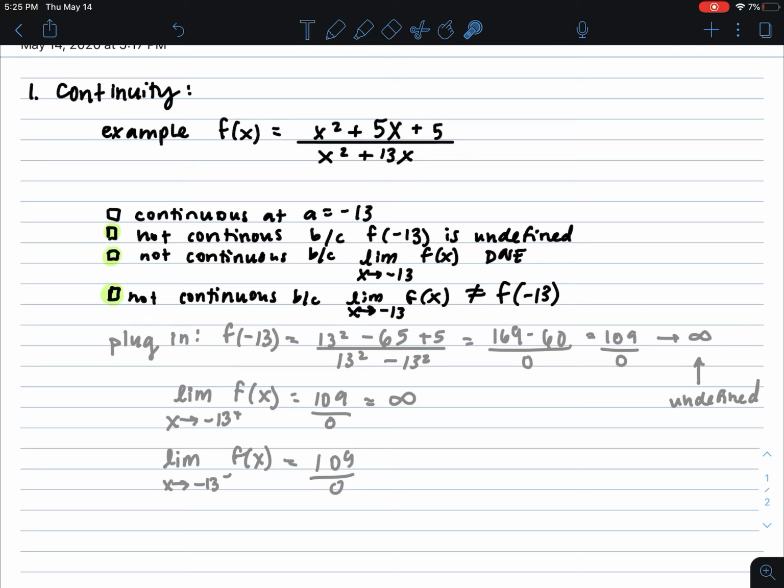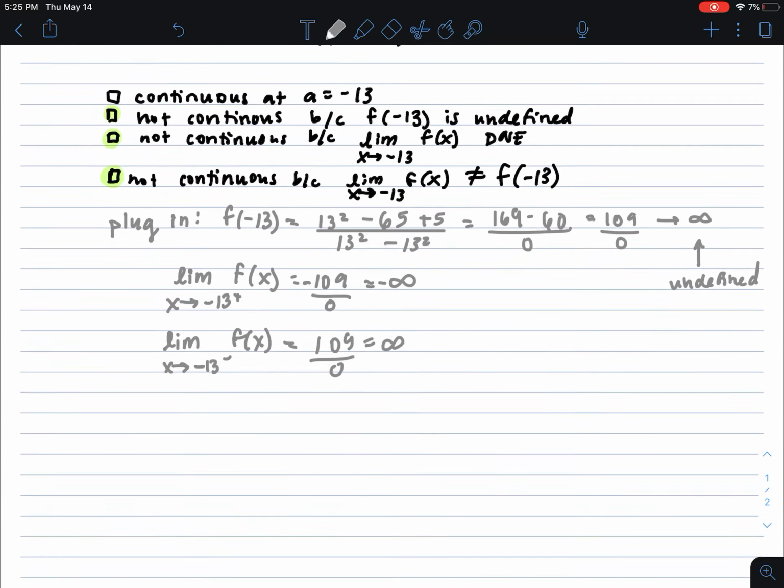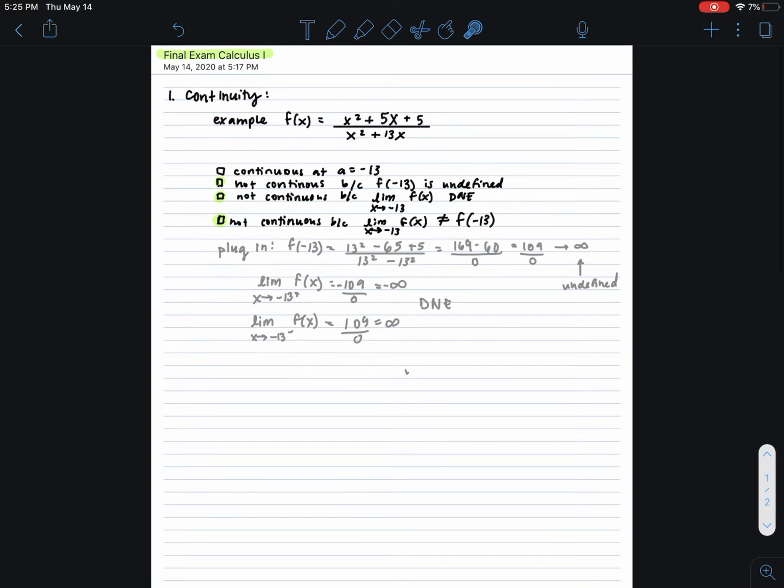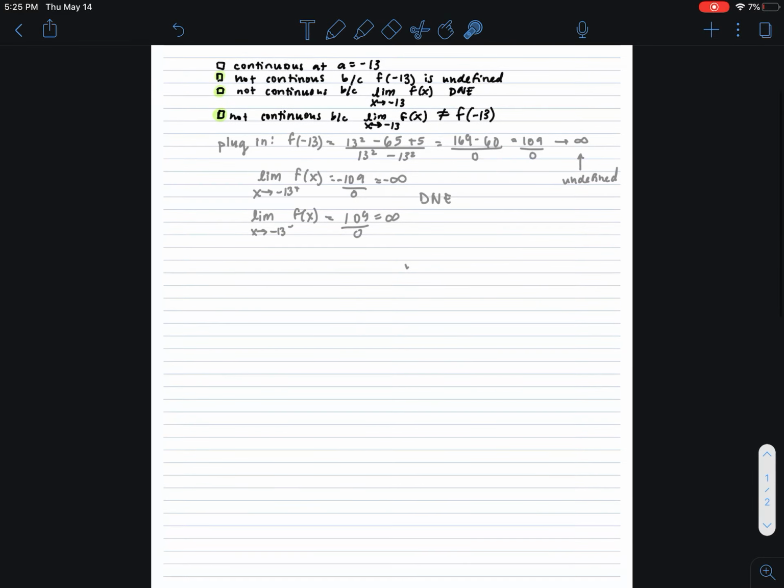Am I lying? I don't think so. Oh, yes? This is the negative one. Sorry. This is the positive one. I'm so sorry, guys. But whatever, that was a disaster. Anyway, so this limit does not exist. And so we also have that the limit does not equal what it's evaluated at. The limit is both negative infinity and positive infinity, so it can't equal infinity. Okay, there we go. That's that answer. I'm so sorry. Let's move on.